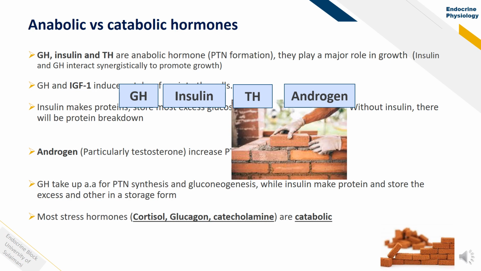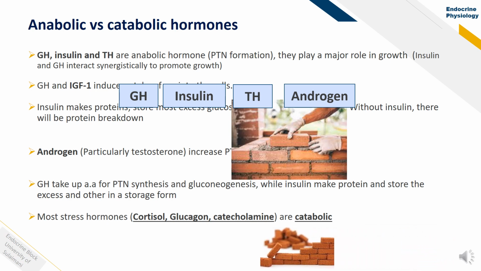Catabolic hormones cause protein breakdown, like cortisol, glucagon, and catecholamine. So all stress hormones are catabolic except, I think you know which one of them, growth hormone. Growth hormone, because it causes protein formation.